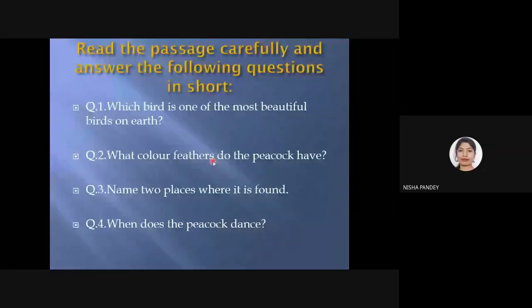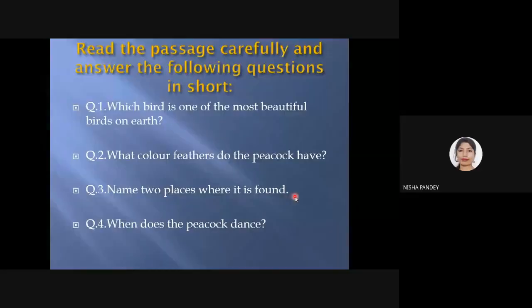Next question. What color feathers does the peacock have? Do you remember, or should I give the answer? Ma'am, it has blue, green, and golden. Yes, excellent. You are correct. It has blue, green, and golden color feathers. Very good. Now the third question is, name two places where it is found. That means where the peacock is found. Can you name two places we have seen in the passage?